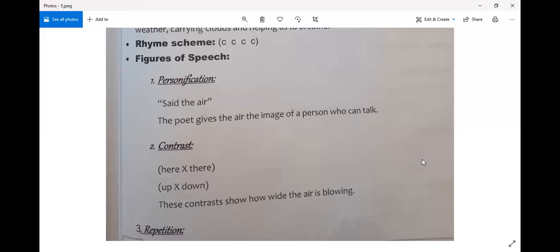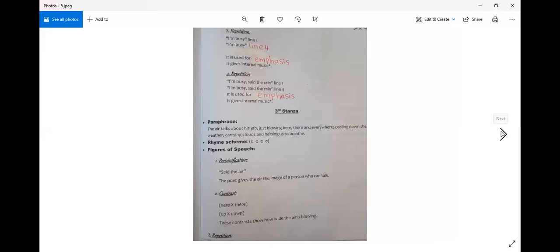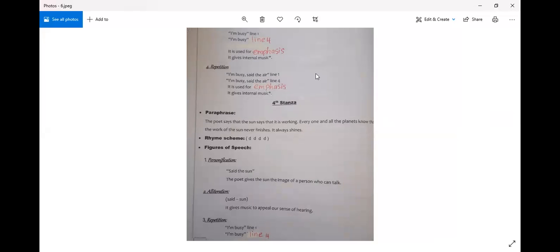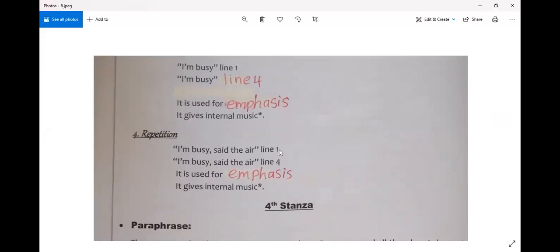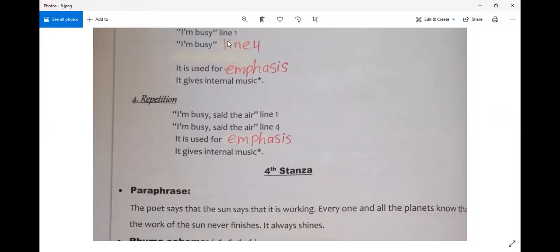Okay. Do we have a repetition here? Yeah, we said that we have, "I'm busy." Perfect. Let me check that for you. The repetition here, guys, as you can see, is "I am busy" in line 1 and "I am busy" in line 4, and it is used for emphasis and it gives internal music.